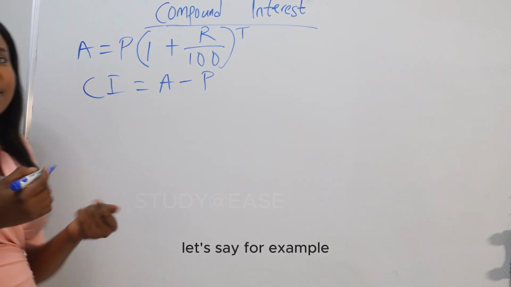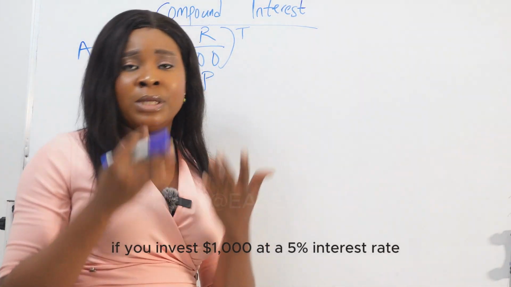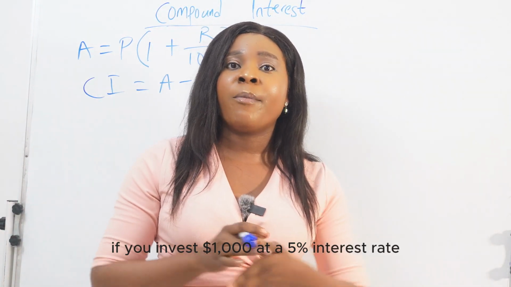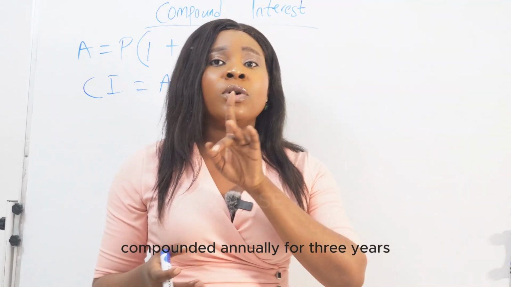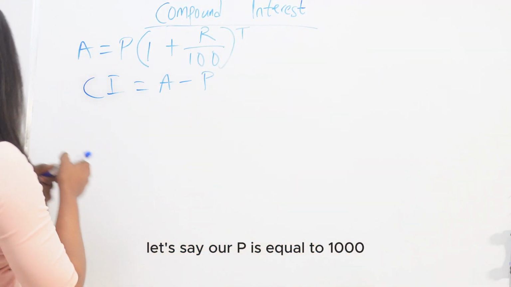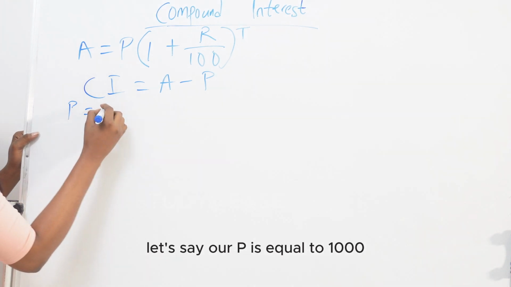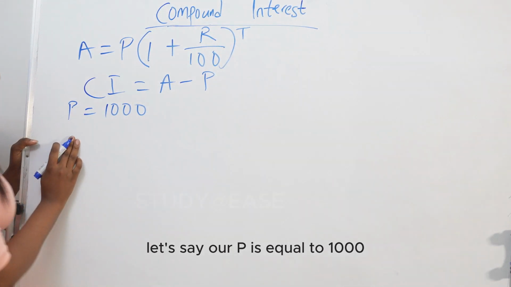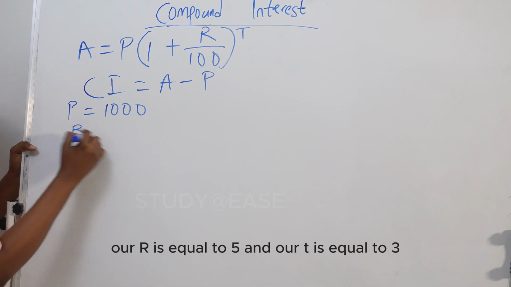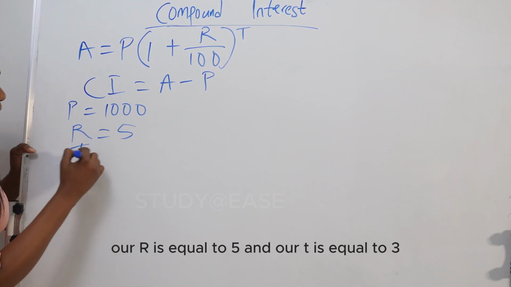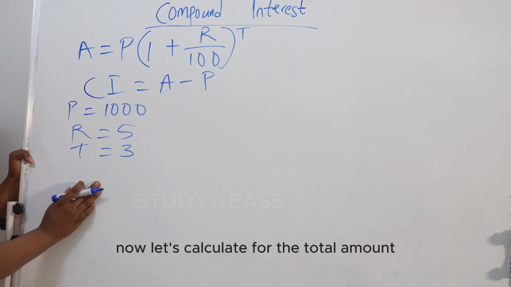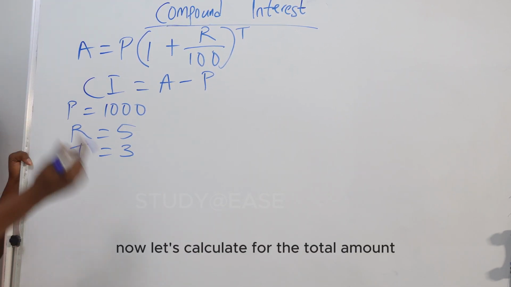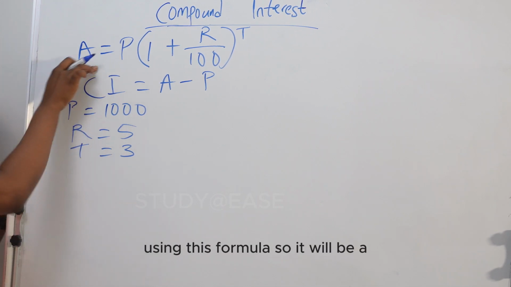Let's say, for example, if you invest $1,000 at a 5% interest rate compounded annually for 3 years, let's say our P is equal to 1,000, our R is equal to 5, and our T is equal to 3. Now, let's calculate for the total amount using this formula.